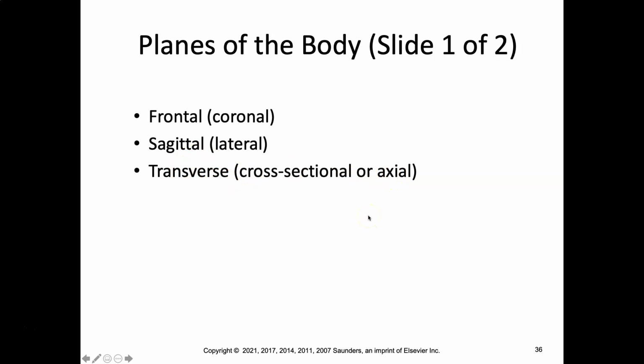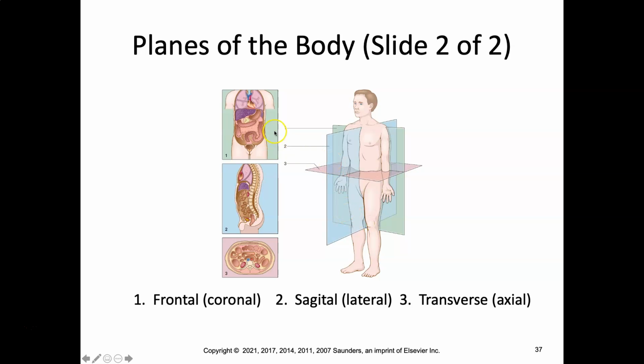So what do these all mean? All right, let's take the first one. The first one is the green one. So look at how the green is dividing this poor guy here. The green divides the front of him from the back of him. Front from back. So frontal or coronal. It's dividing the person front to back.